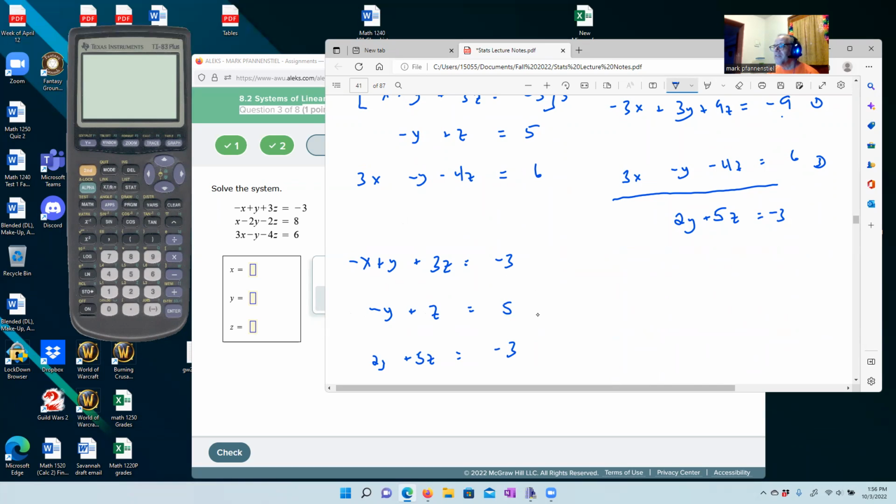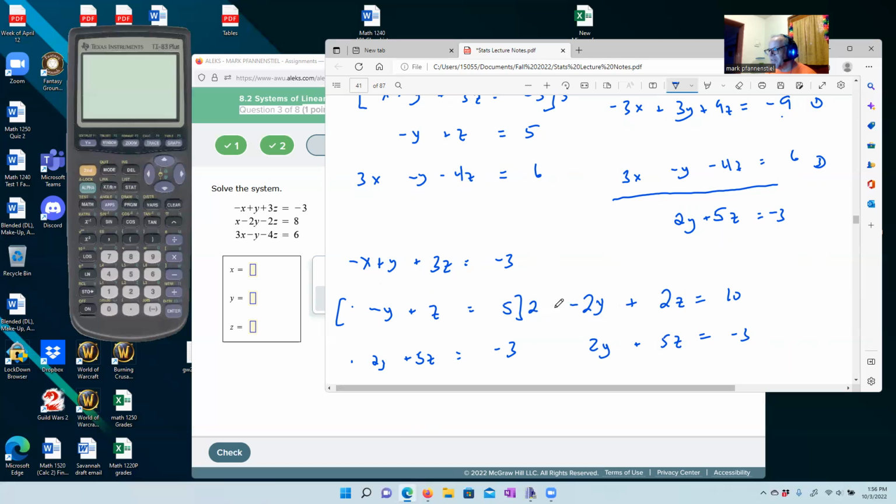Okay, so notice there are no x's. To get this in the upper triangular form, what I want to do is remove the y parts. So I'm going to multiply everybody in equation 2 by 2. So we have -2y plus 2z equals 10. What is my equation 3? It's 2y plus 5z equals -3. Okay, so there we go.